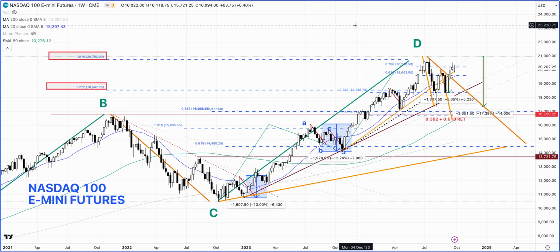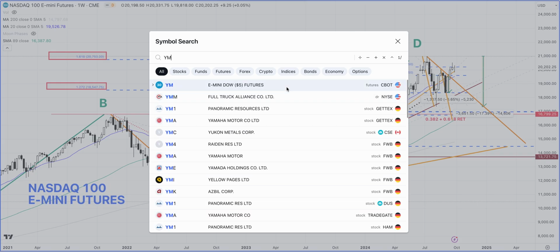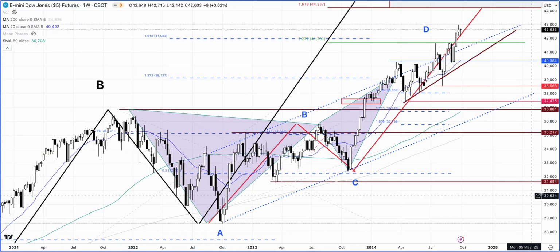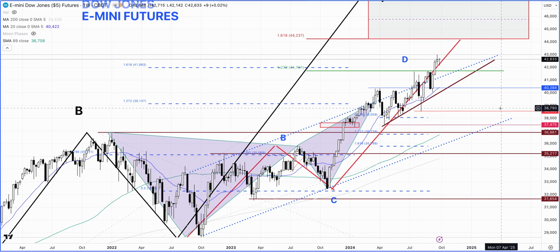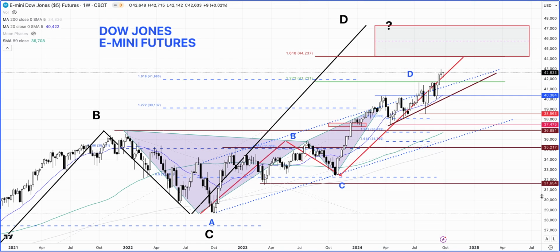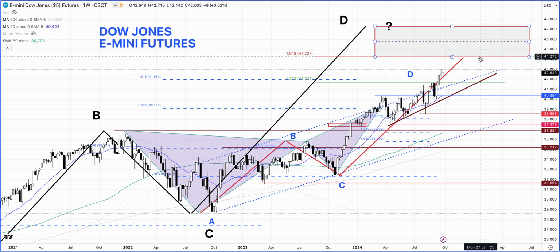Now let's take a look at the YM, which is Dow Jones. And here you go. Dow Jones is something which we discussed before. It looks like it wants to go, or is creeping higher, towards 44,000, or right towards this box. It might be able to in fact complete its bigger ABCD. We'll have to wait and see what it's going to do.